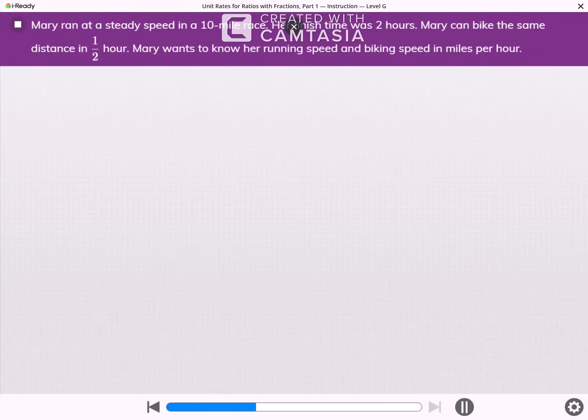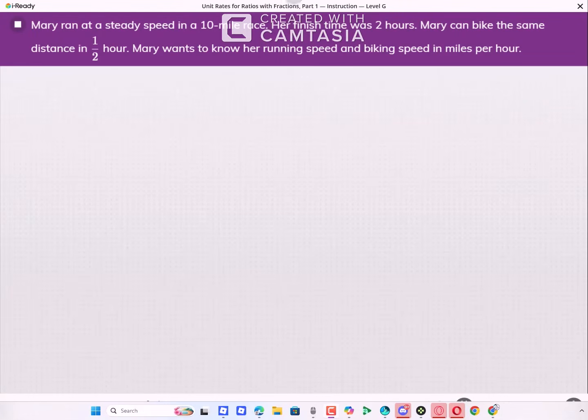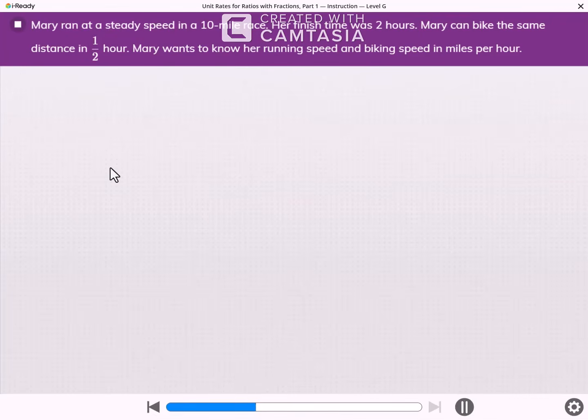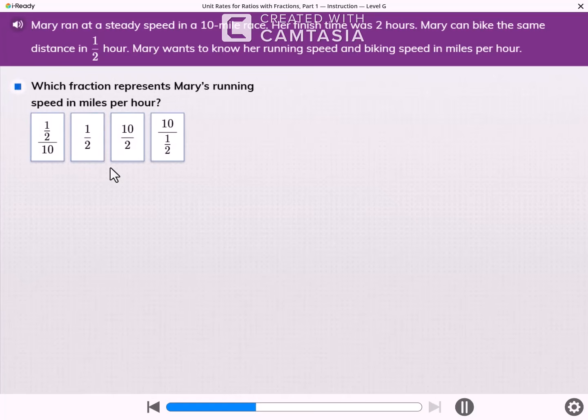Mary ran at a steady speed in a 10-mile race. Her finish time was 2 hours. Mary can bike the same distance in 1/2 hour. Mary wants to know her running speed and biking speed in miles per hour. Let's find the unit rate using division. Which fraction represents Mary's running speed in miles per hour? 10-mile race. 10 over 2.